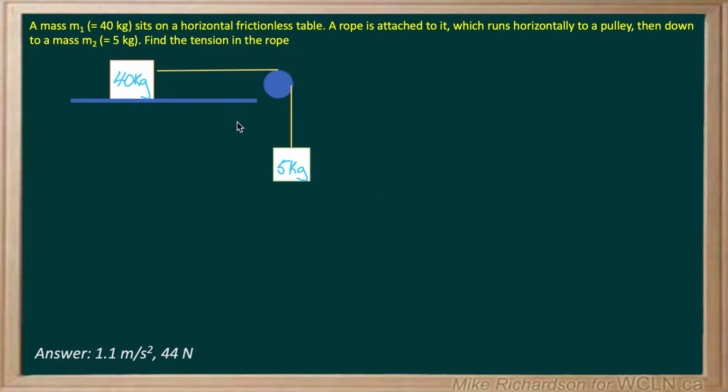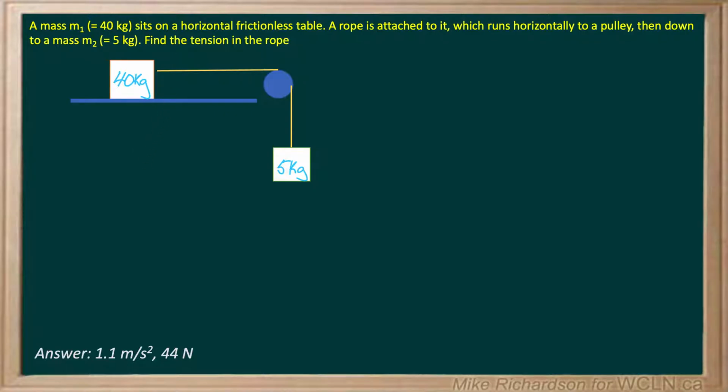Here we have a hanging mass, which is only 5 kilograms, connected via a pulley to a mass on a table, and the table's frictionless. So when we release this system, the hanging mass is going to fall, and because there's no friction acting on the 40 kilogram mass, it's going to cause the system to rotate clockwise.